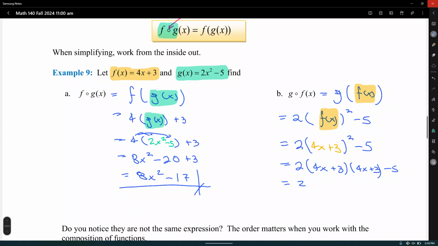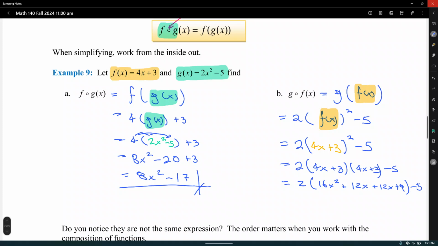Don't forget this negative 5. Be careful with this negative 5. So that is 4x times itself, that's 16x squared, plus 4x times 3, that is 12x, plus another 12x, plus 9. And don't forget to subtract the 5.